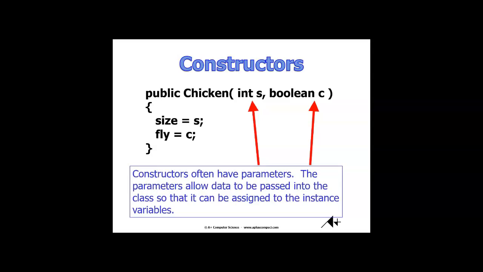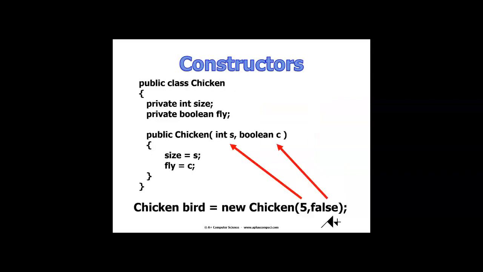And so once again, they have parameters, and that enables us to pass in information that we want to assign to the instance variables. So here I've got bird at the bottom. I'm creating a new chicken object that bird is referring to, and then I'm passing in 5 and false. The 5 goes to S and the false goes to C, and then I take those values and copy them over to the instance variables.